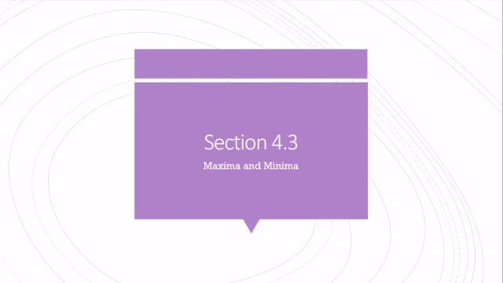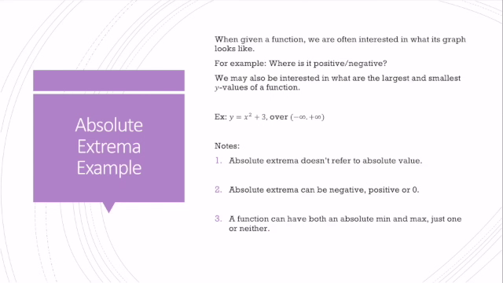So section 4.3 covers maxima and minima. When we're given a function, we're often interested in what its graph looks like. That's what I am primarily interested in when I'm given a function. I want to know what that function looks like. For example, when is it positive, when is it negative? We might also be interested in what the smallest and largest y values of the function are.